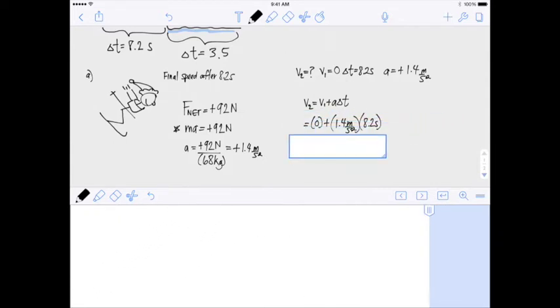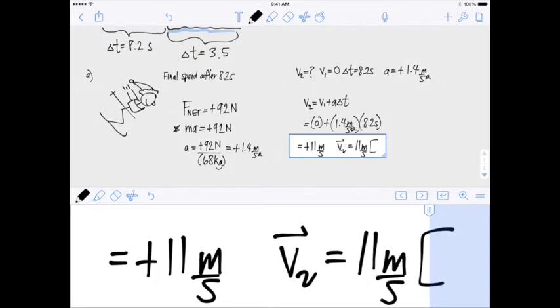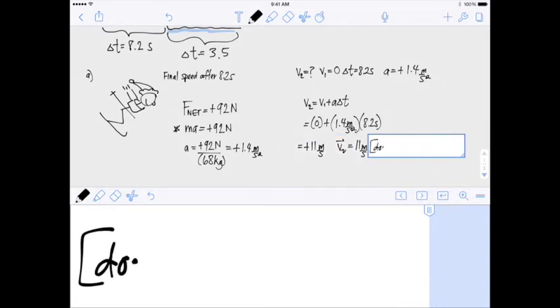So the final velocity is equal to 0 plus 1.4 meters per second squared times 8.2 seconds. If we punch this into our calculators, we end up with positive 11 meters per second. So we can say the final velocity of the skier is 11 meters per second downhill.